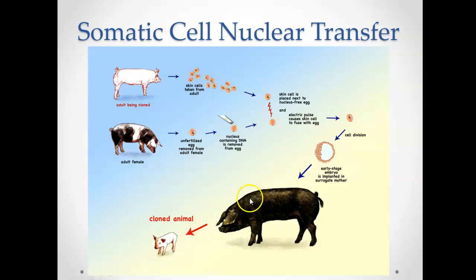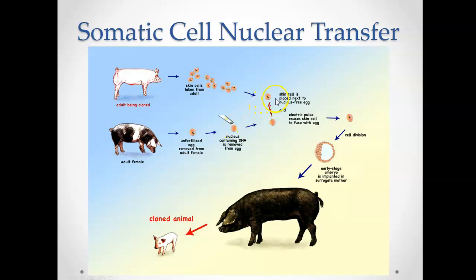Okay, so let's say our pig here on top, piggy number 1, is the adult pig we want to clone. We're going to take the skin cells from this adult pig, and then here's our adult female. She's going to give us one of her egg cells. So we're going to take an unfertilized egg from her, and we're going to remove the nucleus from it. We're going to take the nucleus out of it, so there's no genetic information in here.